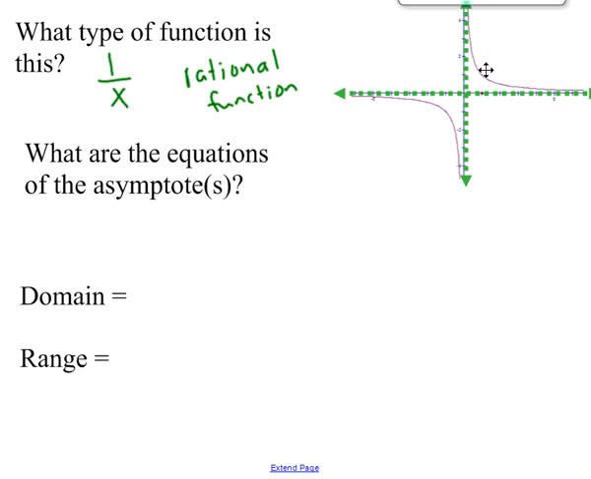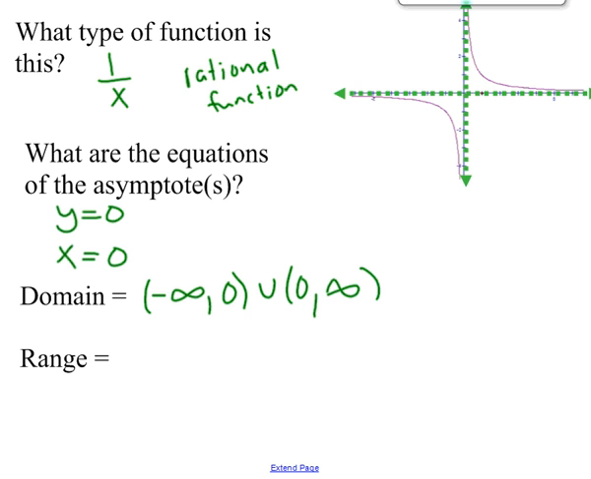And so our equations for our asymptotes are y equals 0, the horizontal line, and x equals 0, the vertical line. And its domain is all the x values that happen, which go from negative infinity to 0, and again from 0 to infinity, right? But does not include 0 because you can see the asymptote.